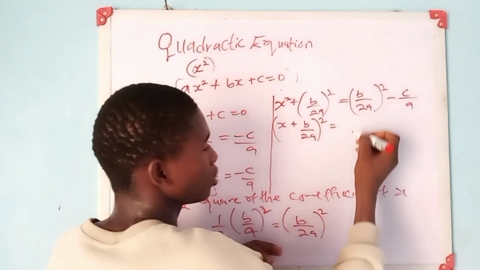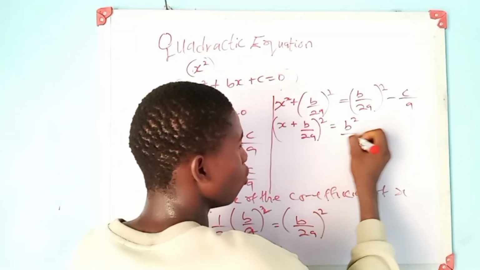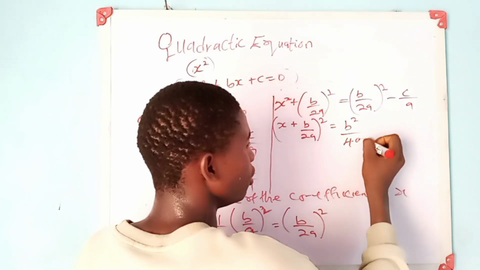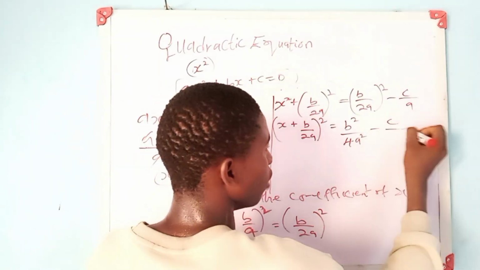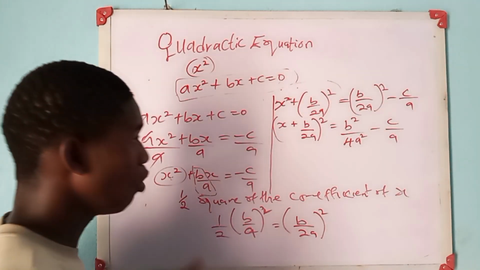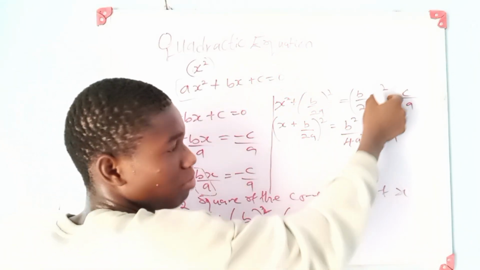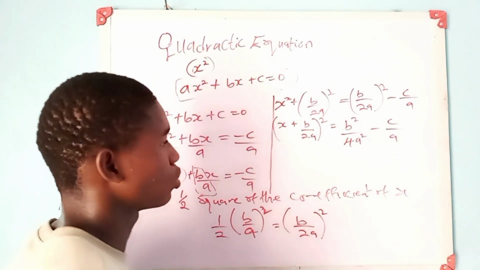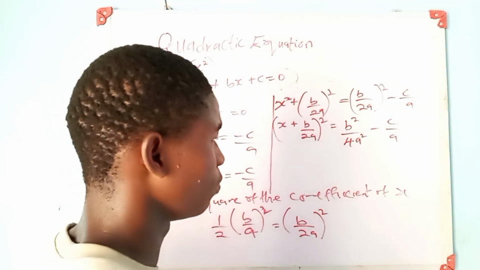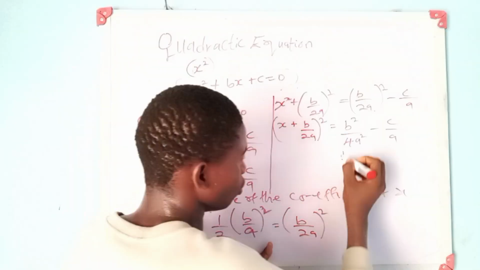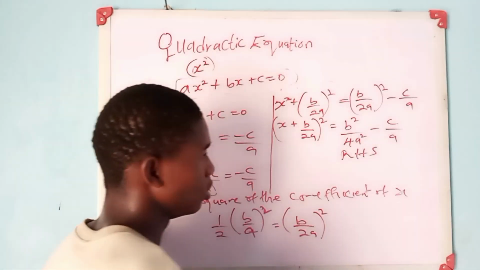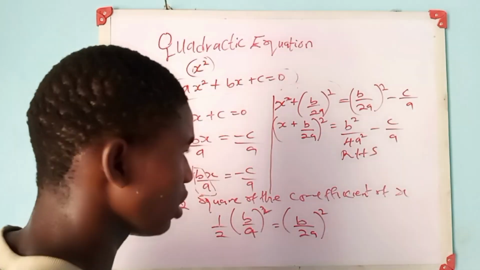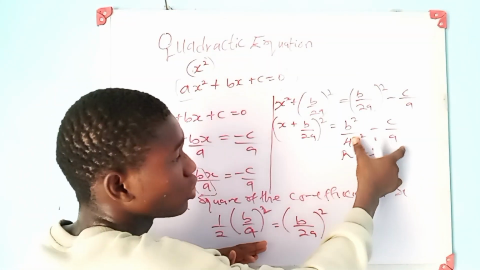Is then equals to b squared, which is going to give me b squared over 4a squared minus c over a. So now if you look at what we have now, I just raised this to the power of 2 and this is what I got. So now from this point, what are you going to be doing? You are going to solve for your right hand side first. So let's solve for this part first. So if we are solving for this part, when we have two fractions, what are we going to do?